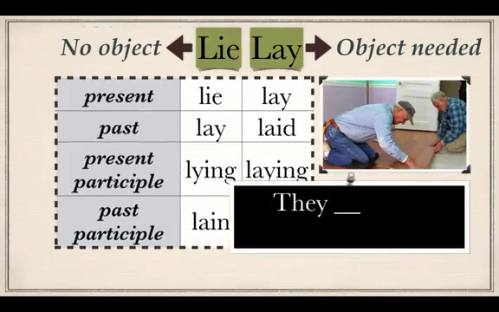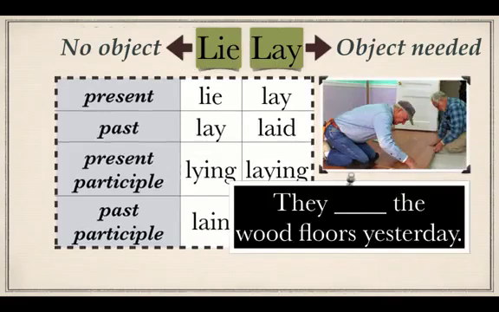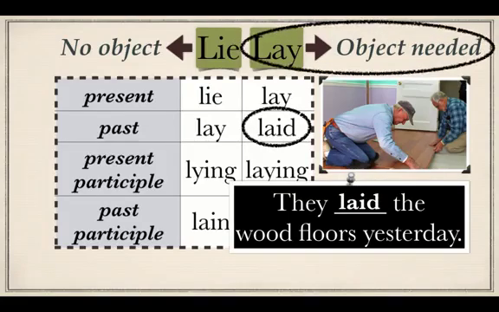Try to complete this sentence using the photograph. They blanked the wood floors yesterday. Good. They laid the wood floors yesterday. The direct object is wood floors.